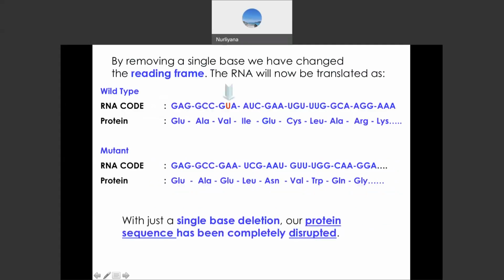What happened is that when you translate this, it's supposed to get a valine amino acid, but when they delete this, it is shifted to be a GAA. So it gives you a protein that is totally different from the original translation. With just a single base deletion, the protein sequence is completely disrupted. This is a real bad mutation.